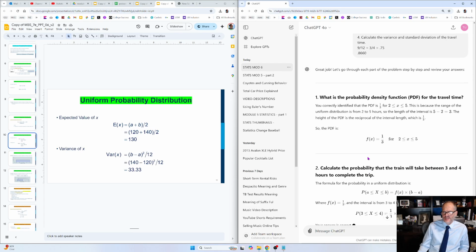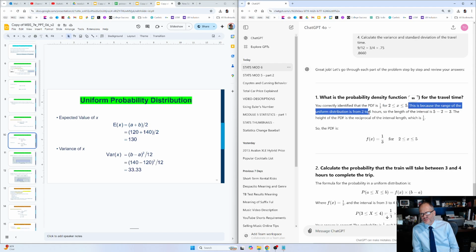You correctly identified that the PDF, which is the probability density function, is 1/3 for x between 2 and 5. That's kind of cool. This is because the range of the uniform distribution is from 2 to 5 hours, so the length of the interval is 5 minus 2, which is equal to 3. The height of the PDF is the reciprocal of the interval length, which is 1/3. Interesting.